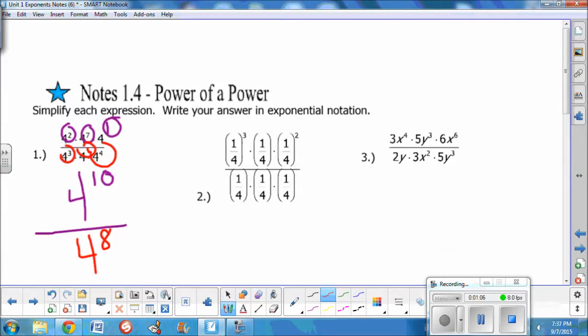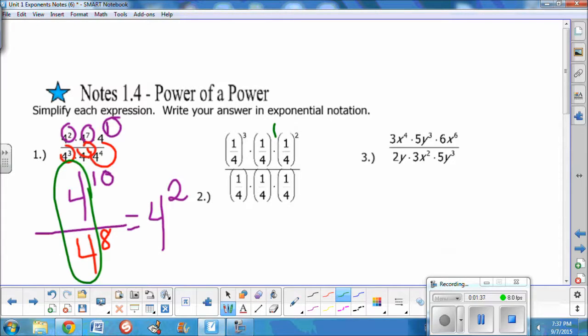Now we can use our other property of exponents. If we have like bases, what do we do with the exponents when we divide? You subtract. So we keep that base of 4, and then we say 10 minus 8, 2. There's your answer in exponential notation. Okay. So number 2, we're just changing it up slightly, but we're throwing in some fractions in there, but the rules still stay the same.